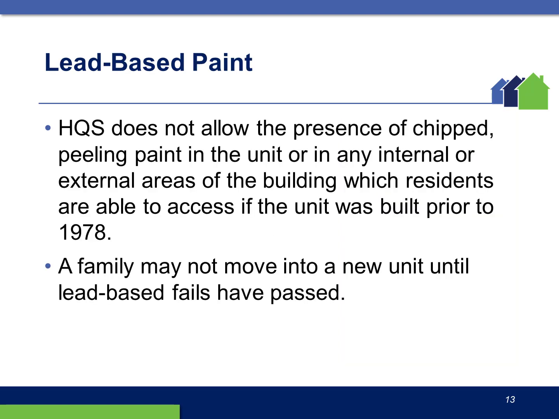Any unit built before 1978 must not have chipped, peeling paint on any internal or external surface of the building that can be accessed by residents. A lead-based paint fail is considered an emergency fail for the purpose of an initial inspection only. Any failing paint must be remedied before a resident can move into the unit.